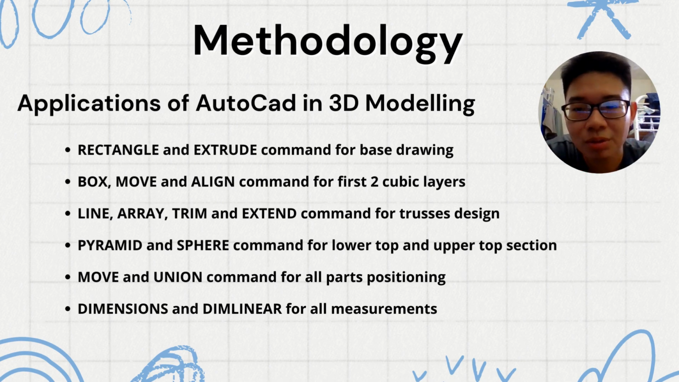This methodology shows the applications of AutoCAD in 3D modeling. Many commands were used when drawing different segments of the antenna tower. For example, rectangle and extrude commands for base drawing; box, move and align commands for the first two cubic layers; line, array, trim and extend commands for trusses design; pyramid and sphere commands for lower top and upper top section; move and union commands for all parts positioning; and dimension and dim linear for all measurements.